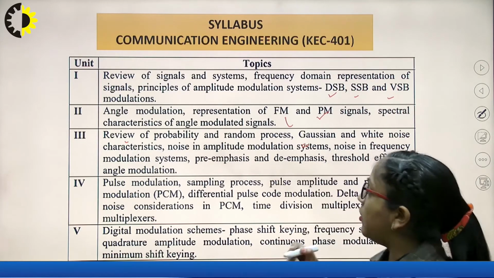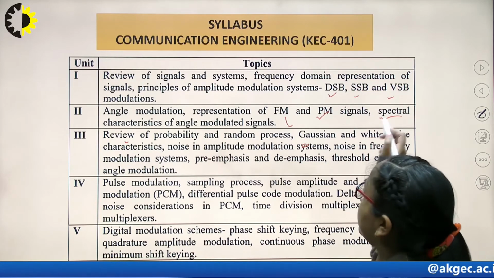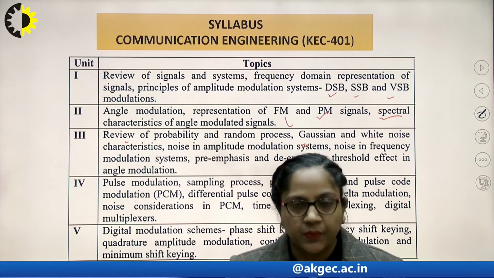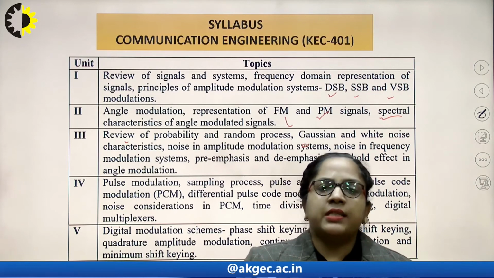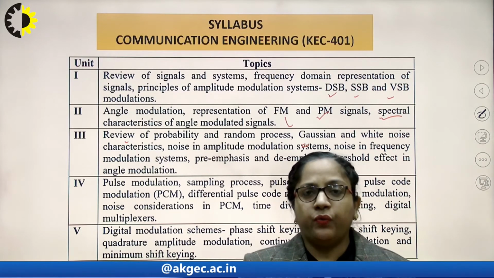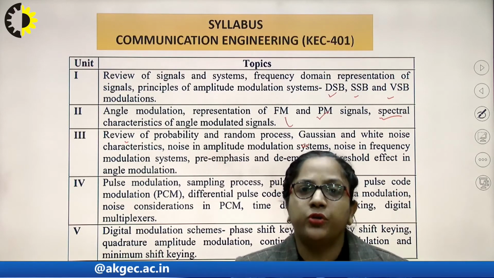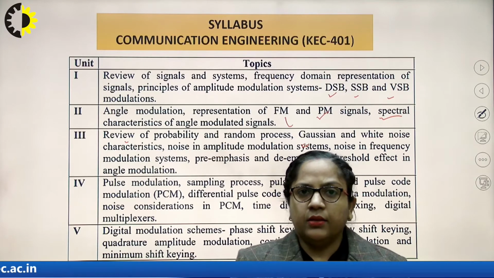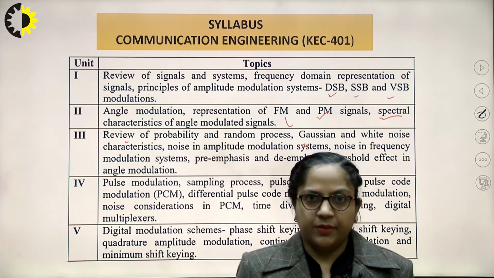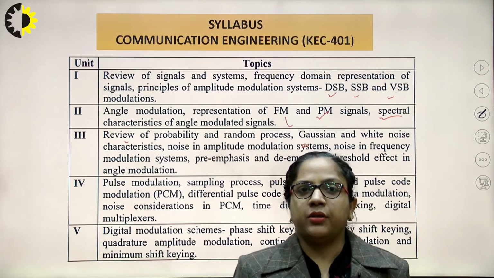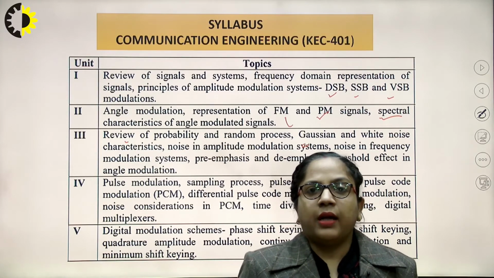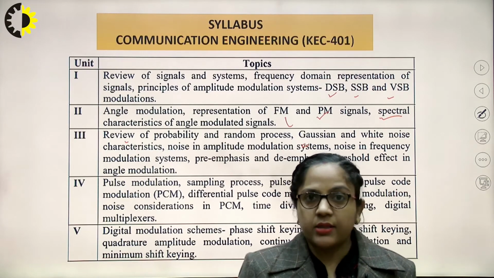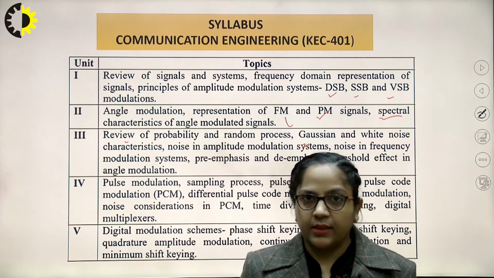In the same unit, we will also understand the spectral characteristics of the angle modulated signals. In the third unit, after understanding the concept of amplitude, phase and frequency modulation and how we can demodulate them. Modulation is the process that is to be performed at the transmitting side. We have transmitted our information. Now it will travel in the channel and will reach the destination. At this destination, we need to extract our original information back from the modulated signal.